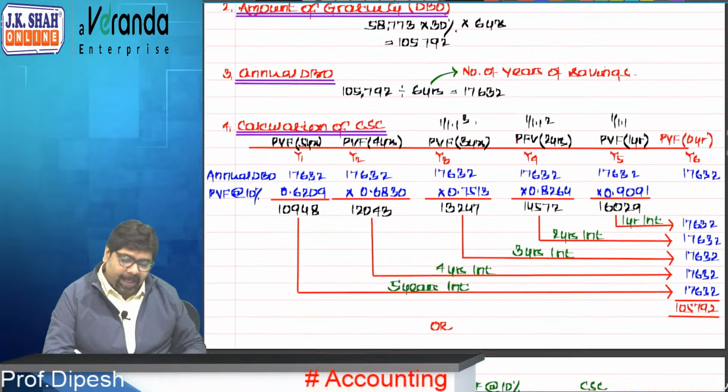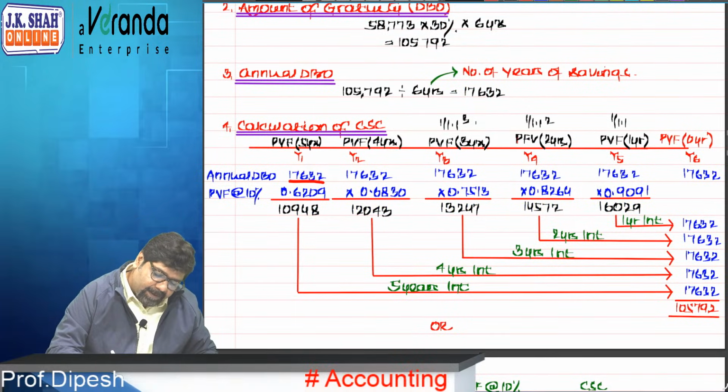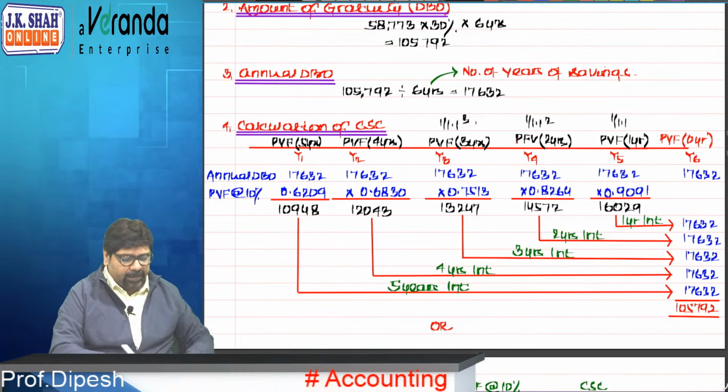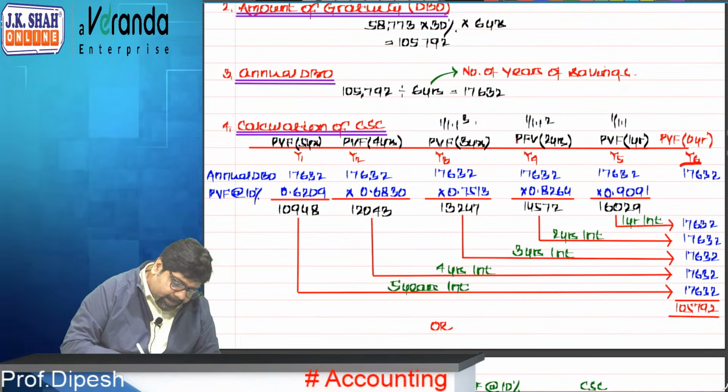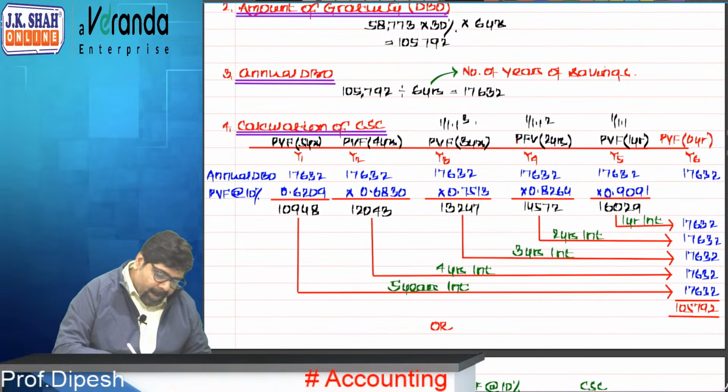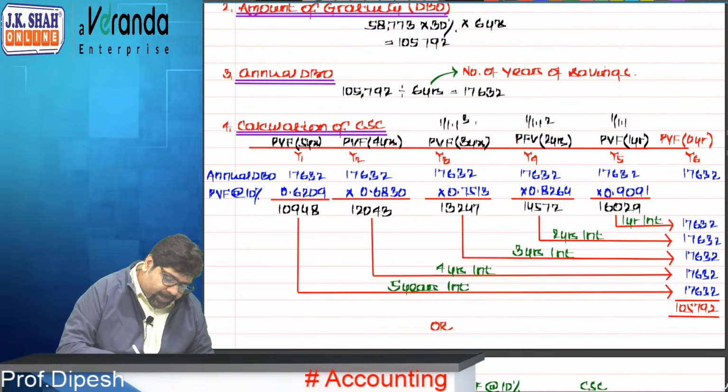is 17,632. That means every year I will save 17,632. In the sixth year, whatever I save will be the full amount. But what I save in the fifth year will carry interest of how many years? 1 year. So I have present valued it for 1 year, that is 62,029.